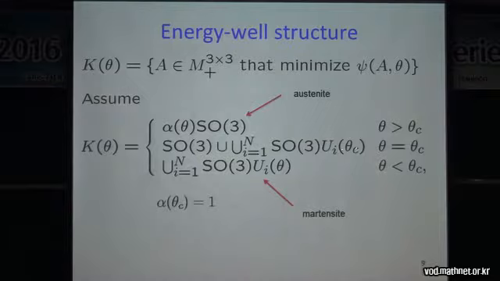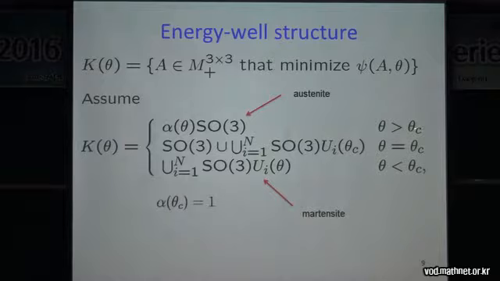Now, when θ is bigger than θ critical, we want the austenite to minimize the energy. So we want SO(3) to be the K of θ, but there'll be typically some thermal expansion. So we multiply SO(3) by a factor alpha of θ, which is 1 at θ critical. So that's just to represent thermal expansion. But otherwise, this represents the energy well corresponding to the high temperature phase, the austenite, which we want to have less energy for θ bigger than θ critical.